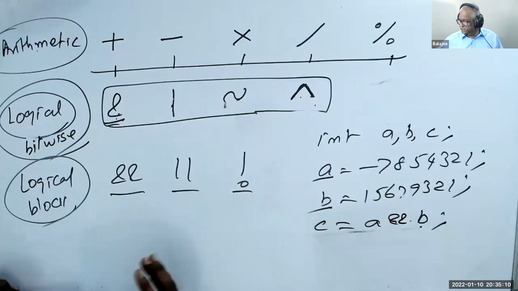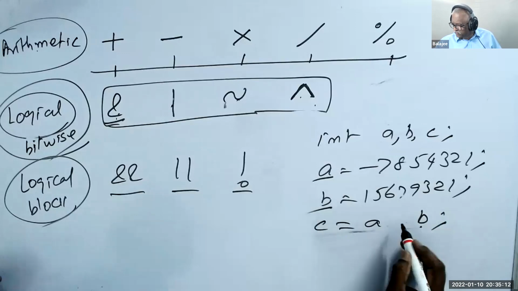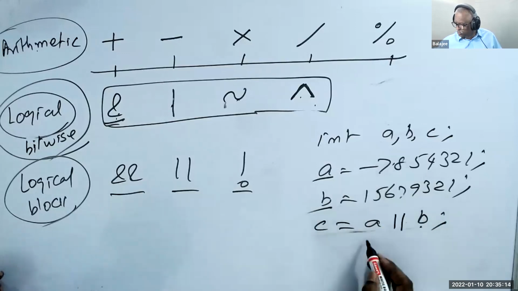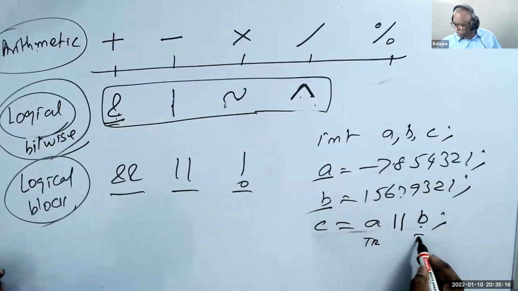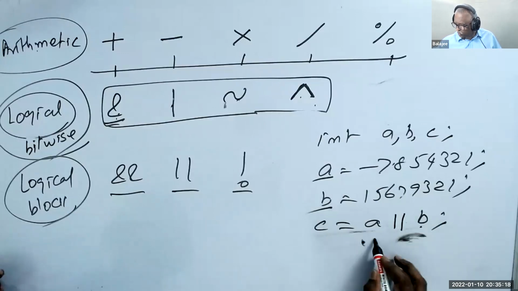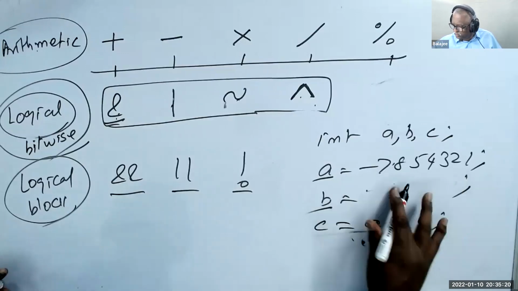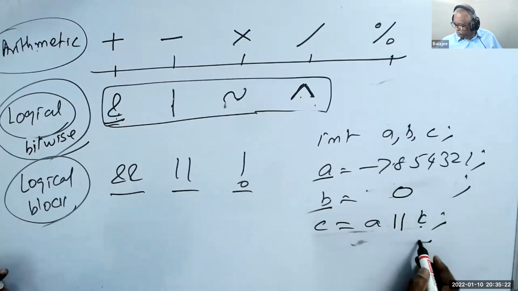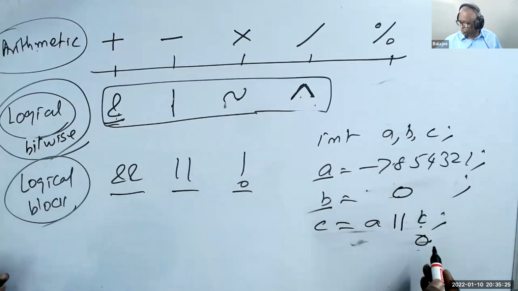That's as simple. If you say double OR, same thing. Now A is true, B is true. So 1, 1, 1. If you put B as 0, then B becomes 0 now, because 0 is 0.